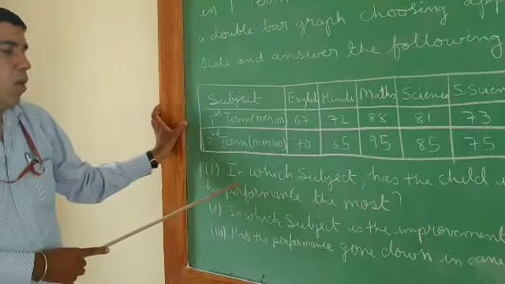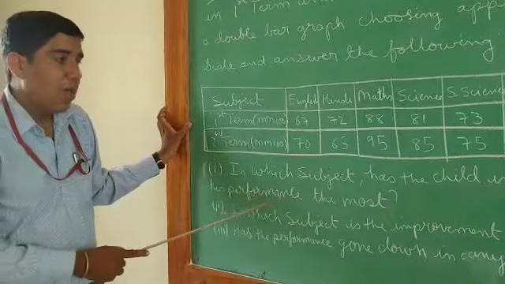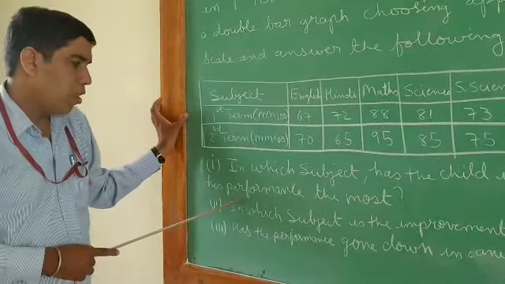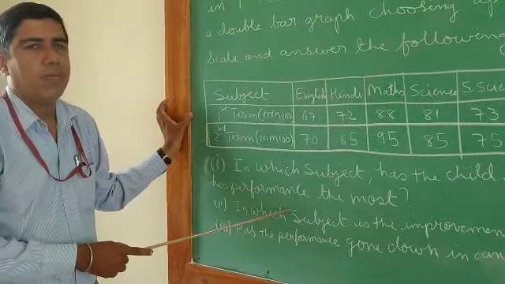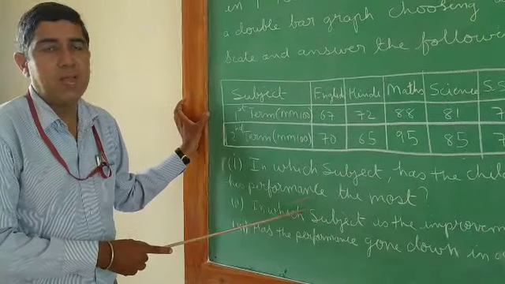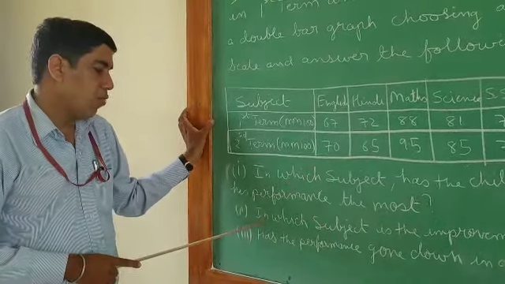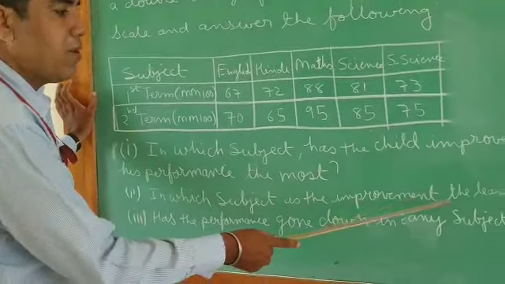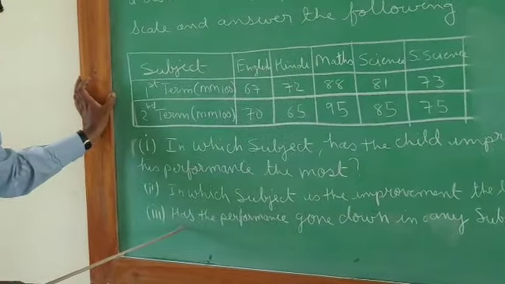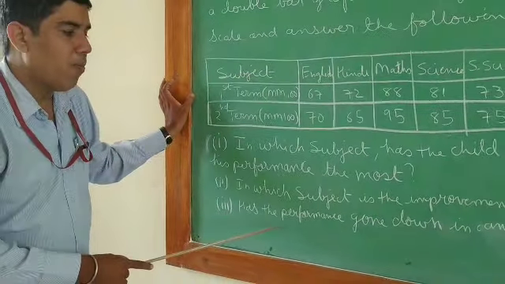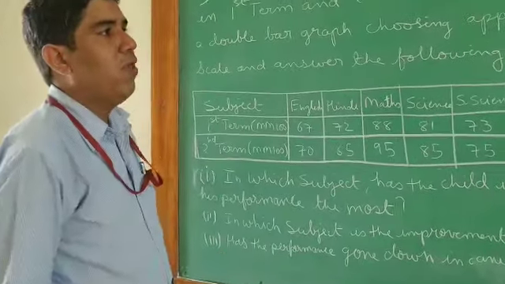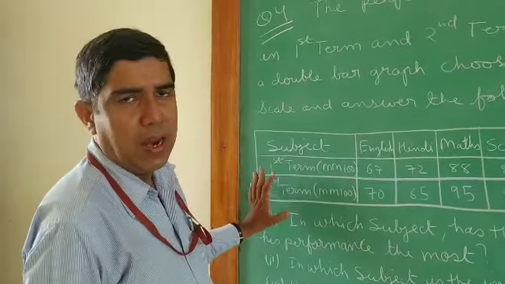Right here. Now, in which subject has the child improved his performance the most? Means maximum improvement is there from first to second. So we have to find in which subject the improvement is the least. And the next question, has the performance gone down in any subject? We have to see this also. Now first we have to draw the double bar graph of this.